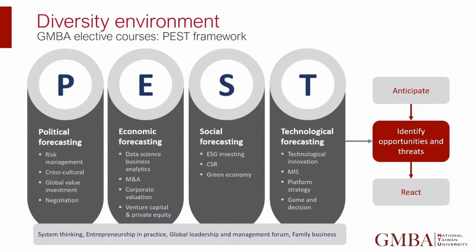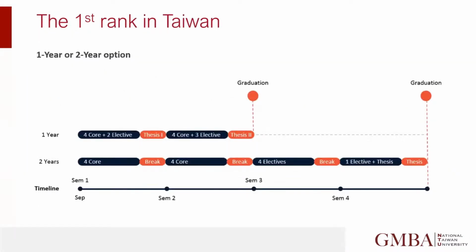Under the PEST framework, our courses cover 4 major areas that are useful in strategic management, namely political, economic, social, and technological areas. The program is taught entirely in English and takes on average 2 years to complete.